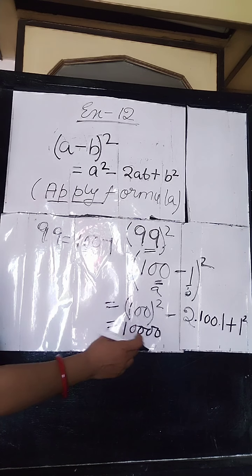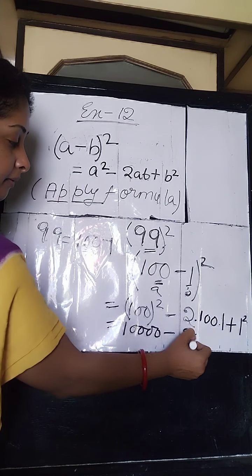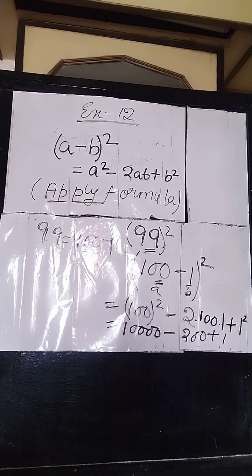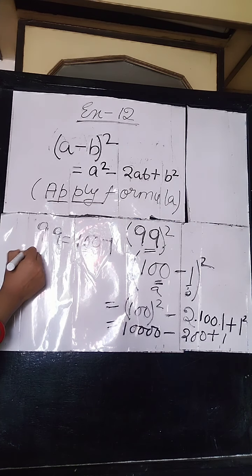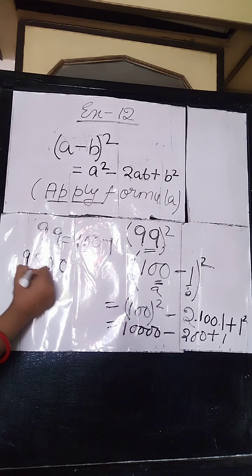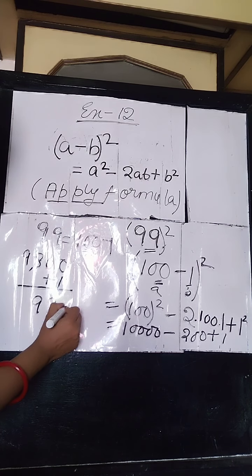Square of 100 is 10,000. So 10,000 minus 200 plus 1. 10,000 minus 200, that is 9,800, plus 1. So the answer is 9801.